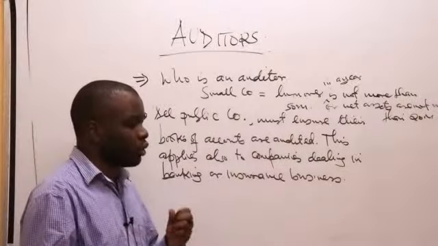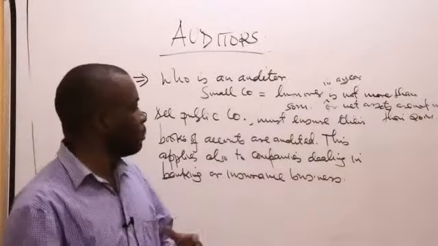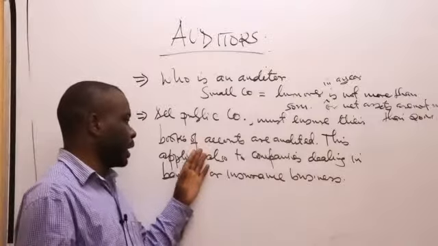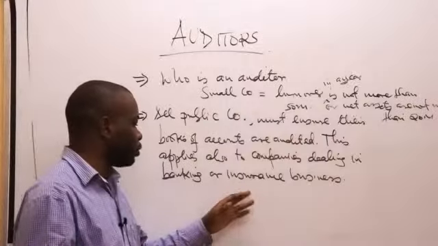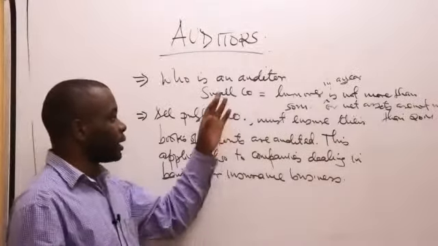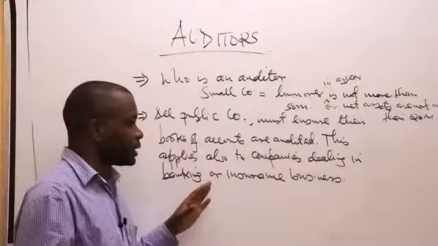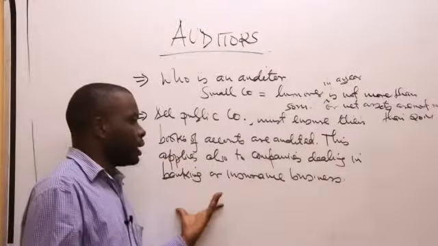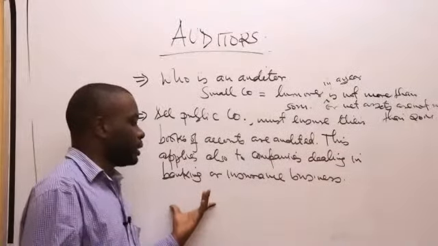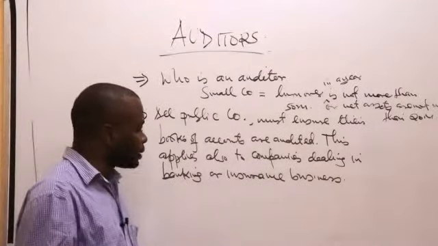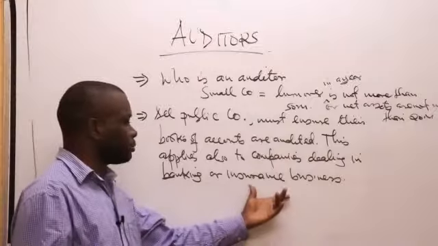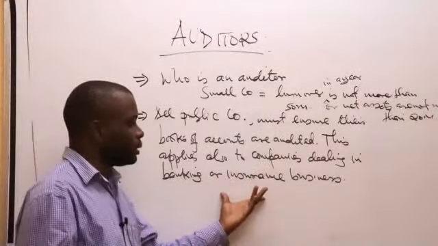And this is according to the Companies Act. But for public companies and any company that is dealing in banking or insurance business, whether it is private or public, it doesn't matter, it must ensure that its books of accounts are audited. So maybe you could be asking, why is it a must for banking or insurance business to ensure that their books of accounts are audited?